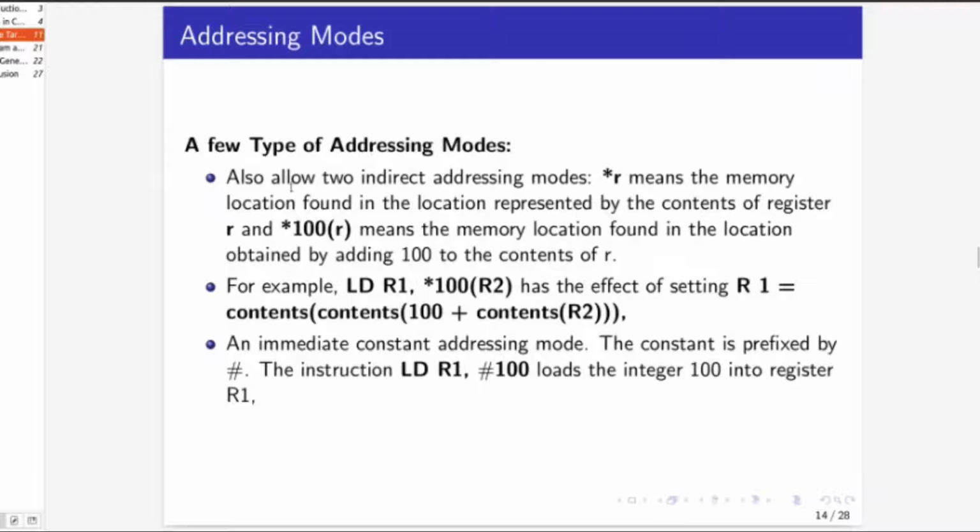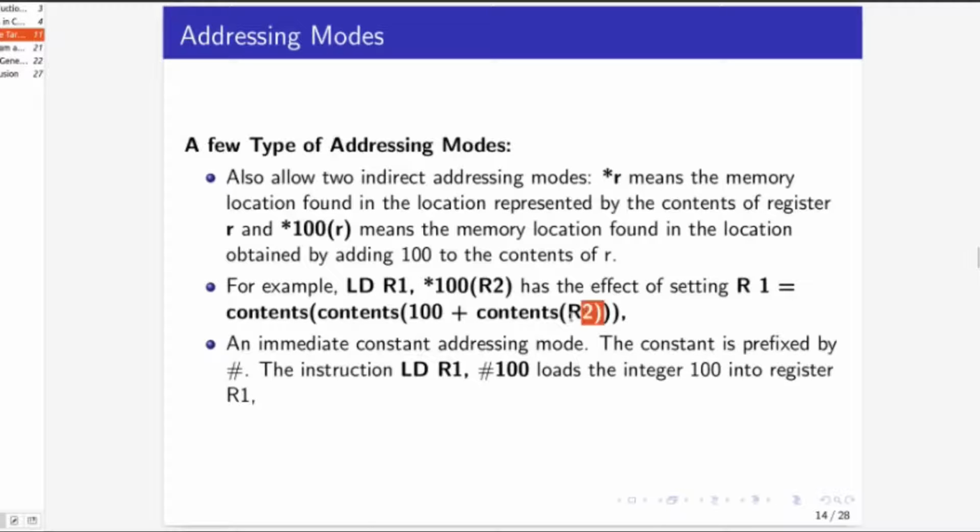Then we can also use indirect addressing mode, where a star is put just before the operand. Its meaning is the memory location found in the location represented by the content of the register R, and star 100 of R means the memory location found in the location obtained by adding 100 to the content of R. For example, you can see load R1, star 100 of R2. The meaning is R1 is equal to content of content of 100 plus content of R2.